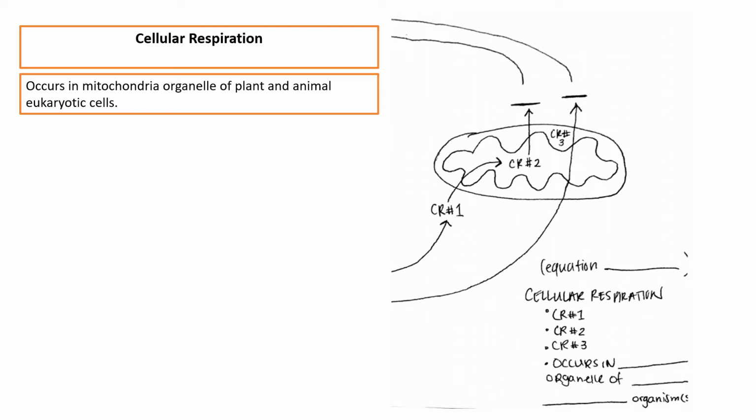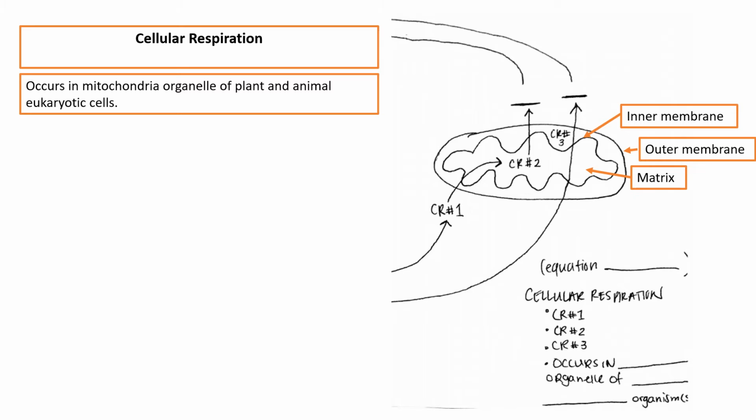For cellular respiration, the mitochondria has a couple of different parts, so let's look at them. The first part is the inner membrane. Next is the outer membrane, and then it has an empty space in the middle called the matrix.